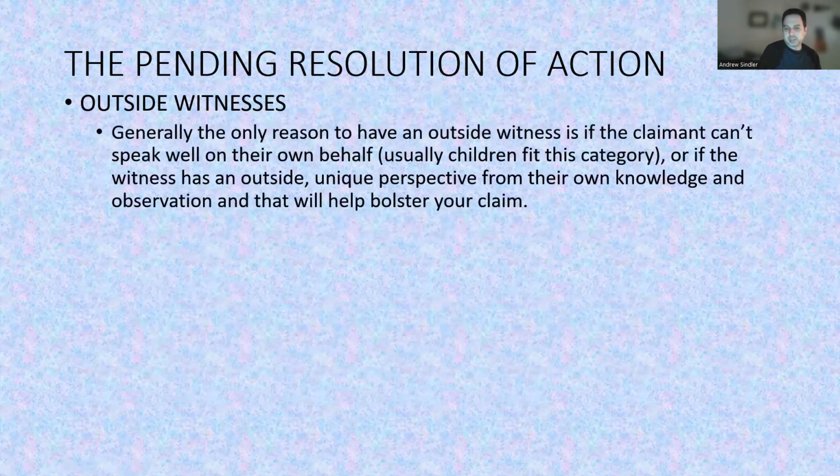Generally, the only reason to have your own outside witness is if you can't speak well on your own behalf. Oftentimes children fit that category if it's a childhood SSI claim and the parent is speaking on behalf of the child. Sometimes you do have an adult that's got significant limitations from their impairments, mental or physical health, and sometimes they do need someone to speak up on their behalf, and that's fine too. But also sometimes an outside witness, family member, friend, whoever, or a caseworker, has a unique perspective from their own knowledge and observation, and that can help bolster your claim.